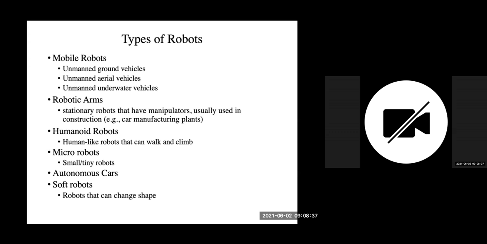The next one is autonomous cars. It's a separate category, at least, because it's also considered a mobile robot. Autonomous cars have been really popular; you know, Teslas as autonomous cars are really popular. They involve much more intelligence and onboard computation than traditional mobile robots.